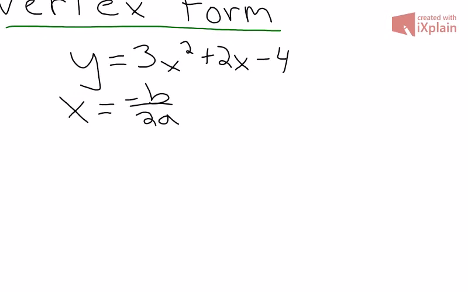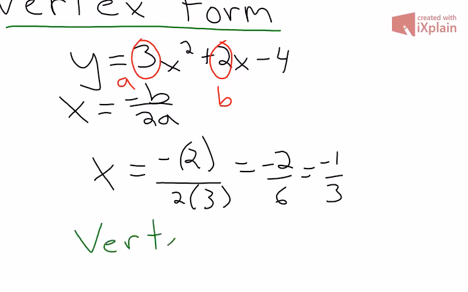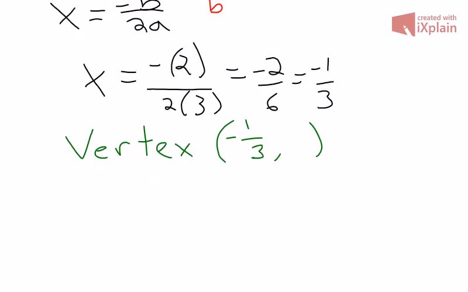So here, the b is 2, and the a is 3. So we plug those in, put the 2 in for the b and the 3 in for the a, and that's negative 2 over 6, which becomes negative 1/3. So then we know that our vertex of this quadratic has an x-coordinate of negative 1/3 on the graph. But we still need to find the y-coordinate.